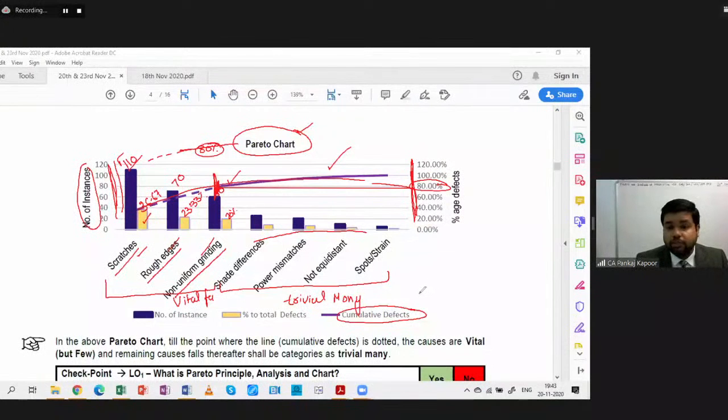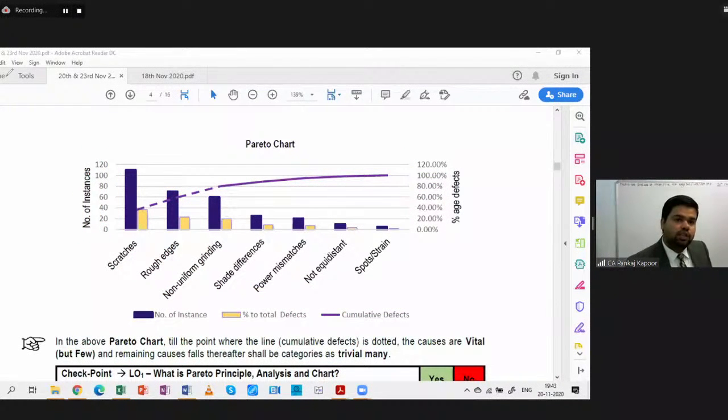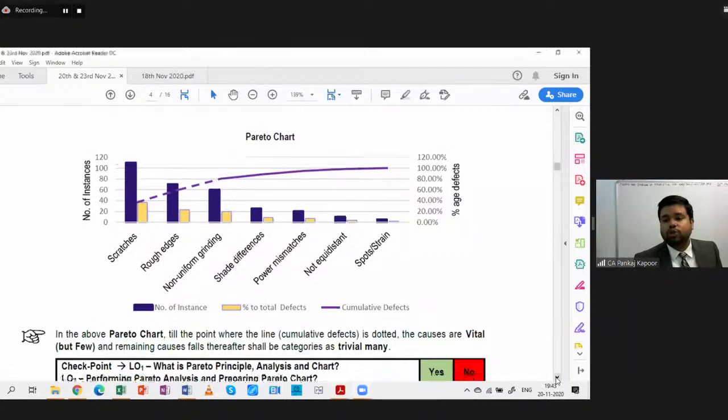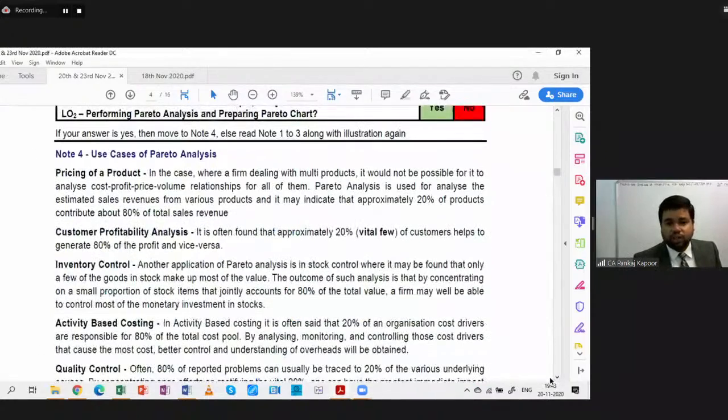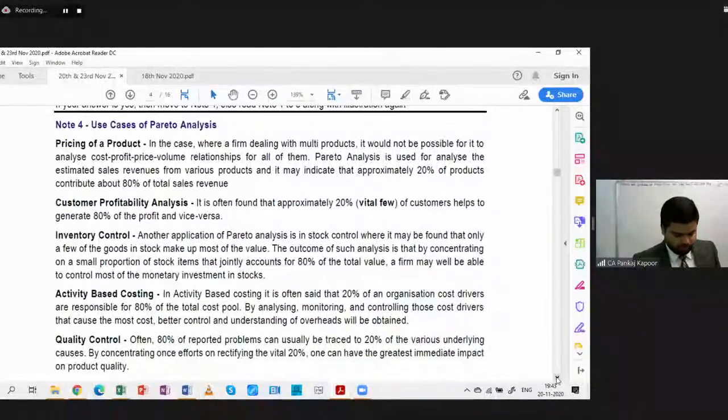Friends, now let me move further. In the above Pareto chart, till the point where the line of the cumulative defect is dotted, the causes are vital, and thereafter the causes are the trivial many. So I believe the Pareto chart and the Pareto analysis are very much clear to all my friends. Now we are moving further. We are going to study the various use cases of the Pareto analysis.